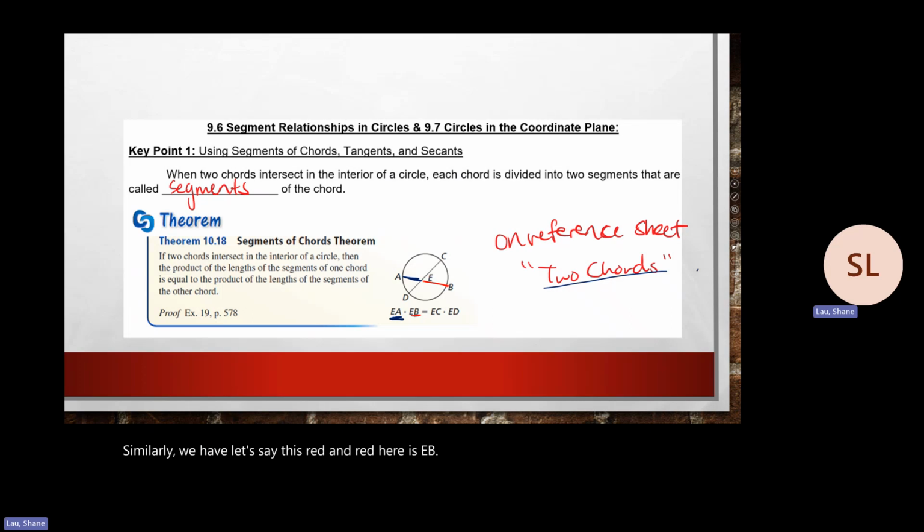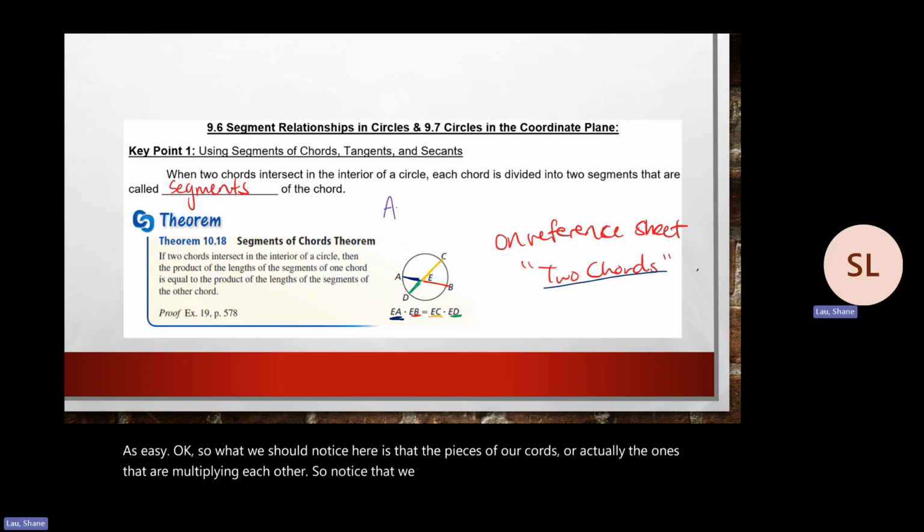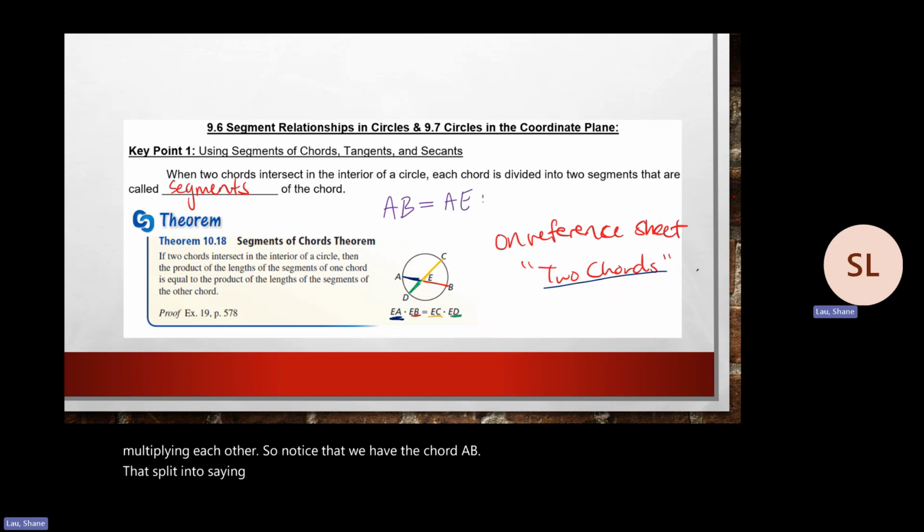Next, we'll have green. Green will be this DE here. And then last but not least, we will have, let's say, this orange as EC. Okay, so what we should notice here is that the pieces of our chords are the ones that are multiplying each other. So notice that we have the chord AB that's split into AE and EB, and those are the parts that are going to multiply each other.